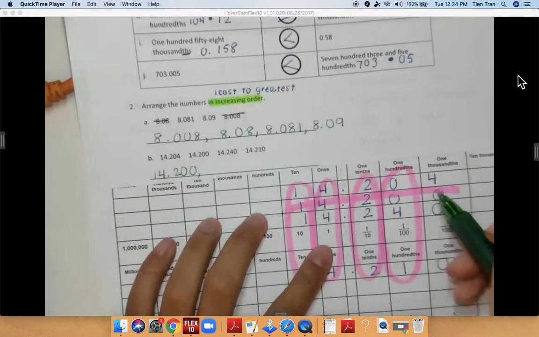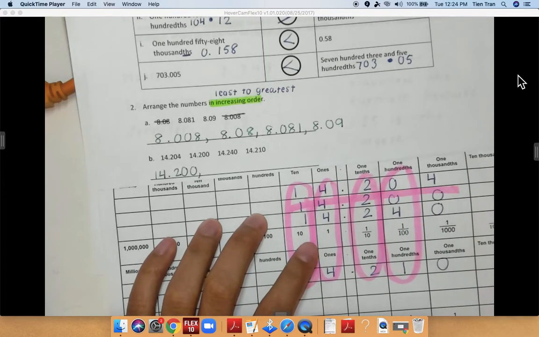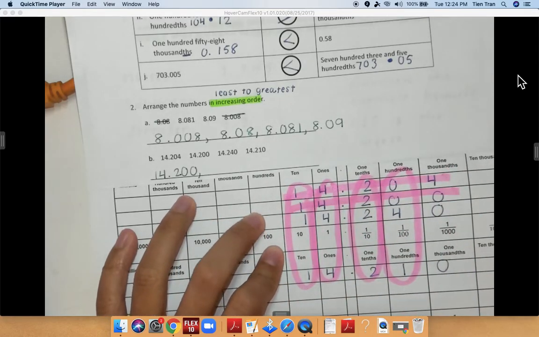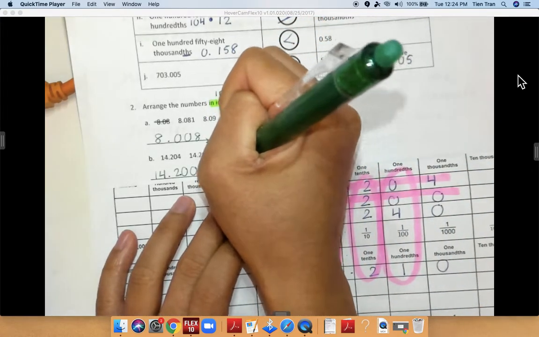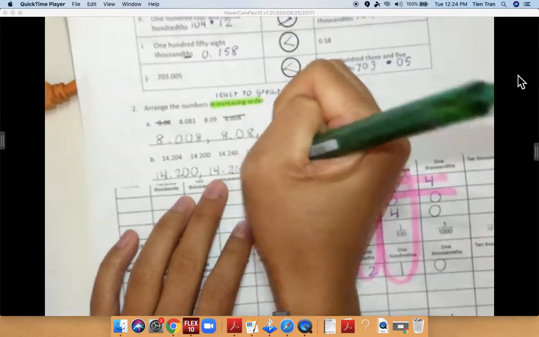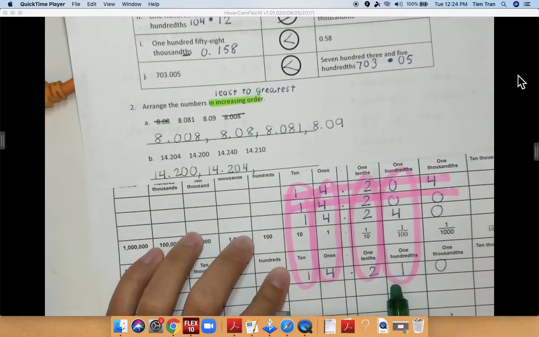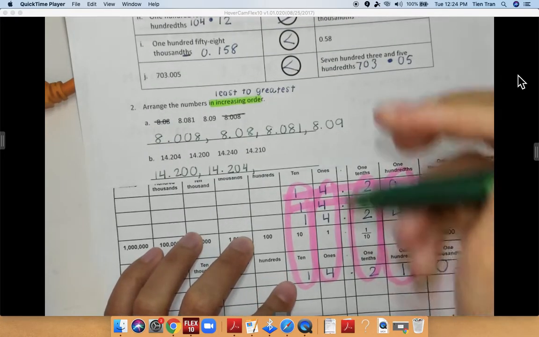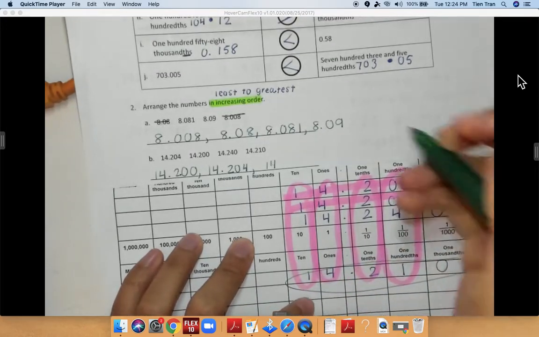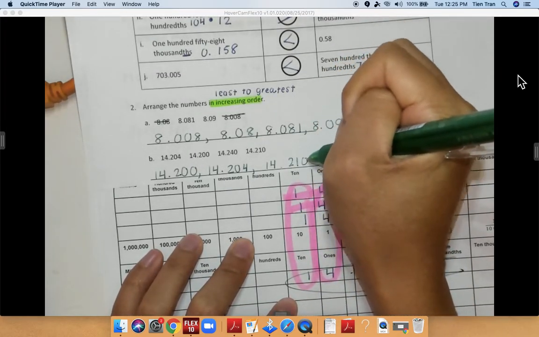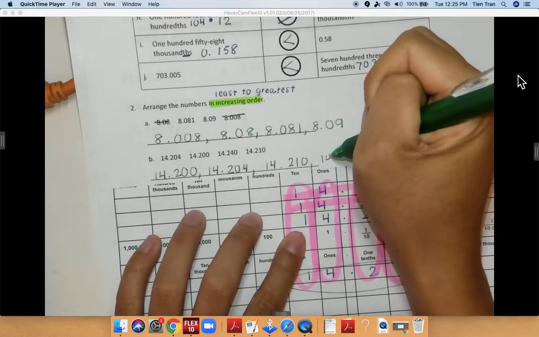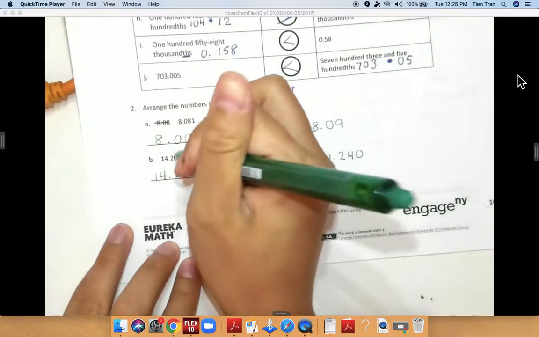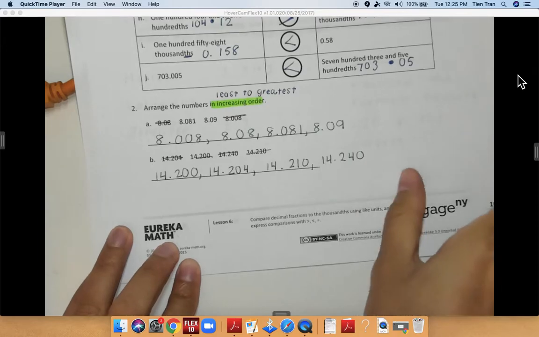I have 14.200. And then next, I need to look at which one is going to be your next largest number. It's going to be this one because that one is also a 0. So I'm going to write down 14.204. And then we're going to compare these two. Is 4 bigger or is 1 bigger? 4 is bigger, so that's going to be the last one. So the next number is going to be 14.210, and our very last number is 14.240. Okay, so those are the answers you have. I forgot to cross it off, but it helps you to see which one is next.